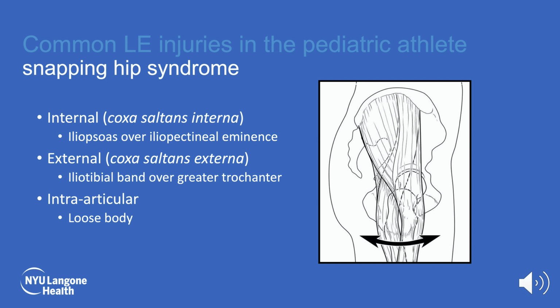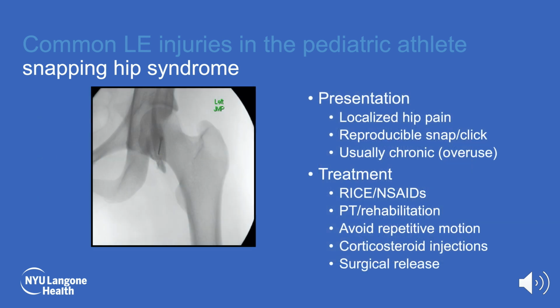We also sometimes call an intra-articular problem like a loose body snapping hip, although as you know, this is really a different entity. This is treated, so kids will come in with localized hip pain, maybe a reproducible snap or click. This may be chronic or overuse, especially in athletes such as your dancers. Treatment is typically non-operative, RICE, NSAIDs, PT, avoiding the activity that worsens the symptom. Sometimes we'll do a corticosteroid injection. That's what this picture is depicting.